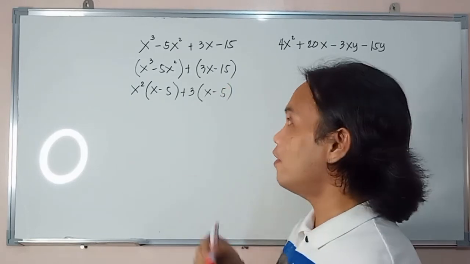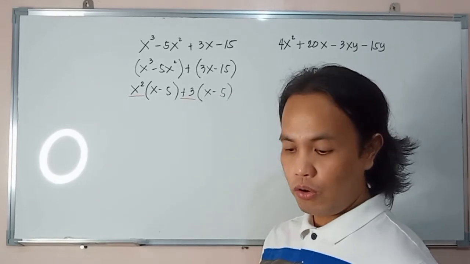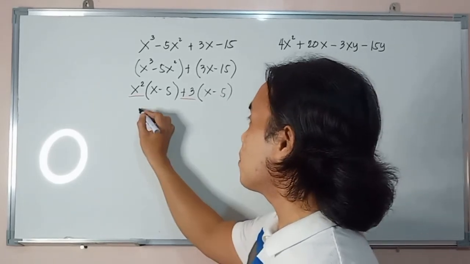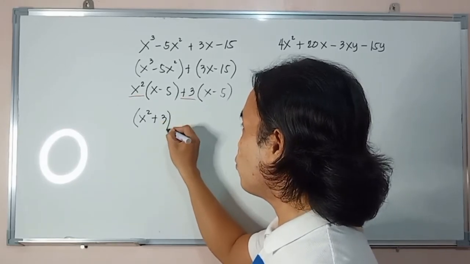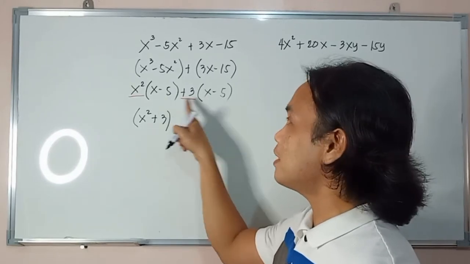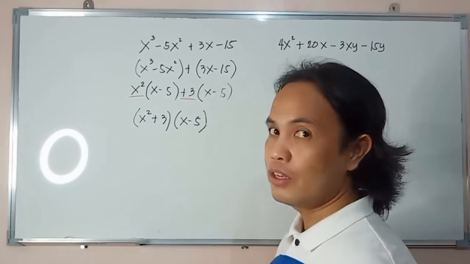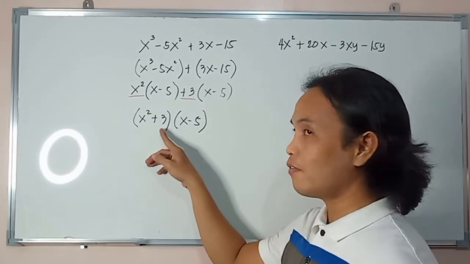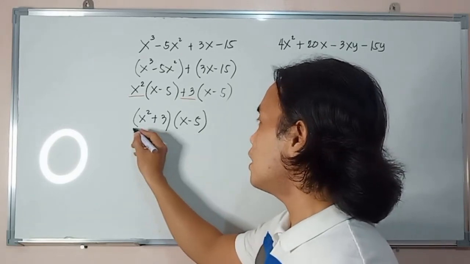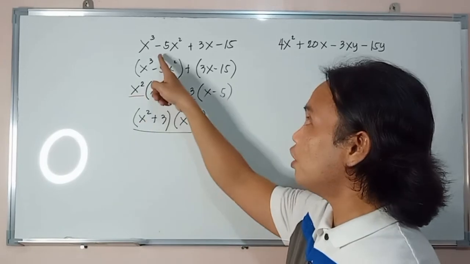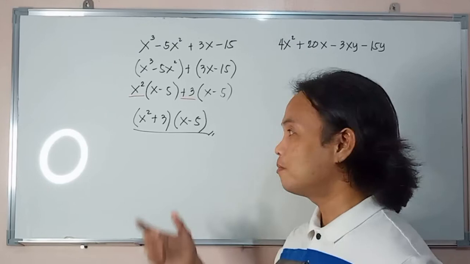Now next step, we have here x squared and 3. So our first factor shall be x squared, which is this one, plus the 3, which is this one. And we just simply copy the common factor, which is x minus 5. So, x squared plus 3 is not factorable anymore. X minus 5 is also not factorable. So therefore, these are the factors of this given polynomial x cubed minus 5x squared plus 3x minus 15.